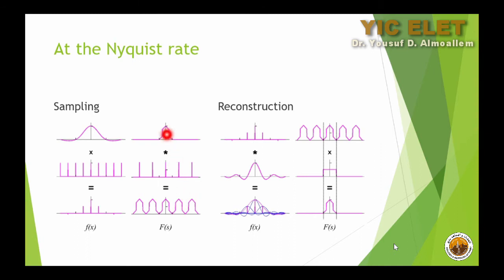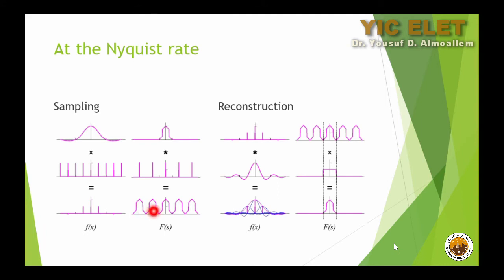Convolving this with impulses is duplicating this shape on each impulse. If we separate them far away from each other, these shapes will be separated far away from each other, which is good. So what we get is this shape of the signal after we do the sampling.